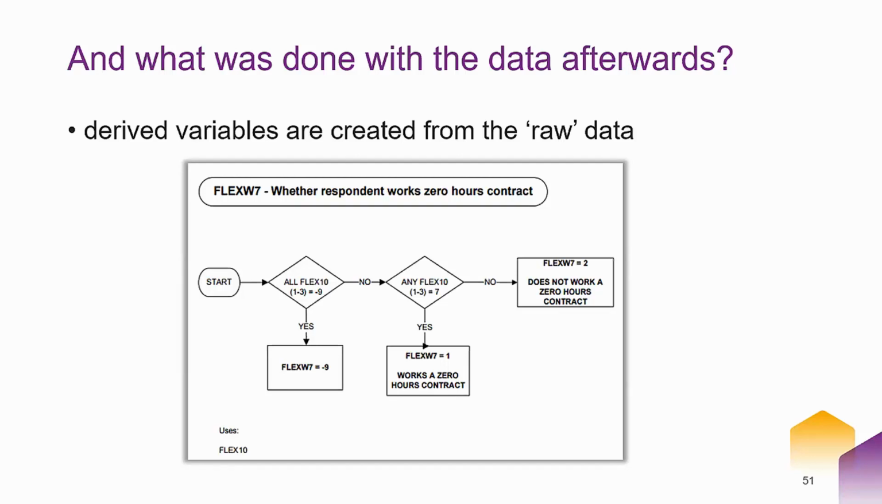So those who responded 7 on the flex10 variable, indicating they had a 0 hours contract, are now coded as 1 on the new flexw7 variable, and therefore it's a new variable which measures whether someone has a 0 hours contract or not. Now don't worry if this looks a bit complicated, it can take a while to get your head around the documentation, but if you are using a derived variable, it's really important you understand this.